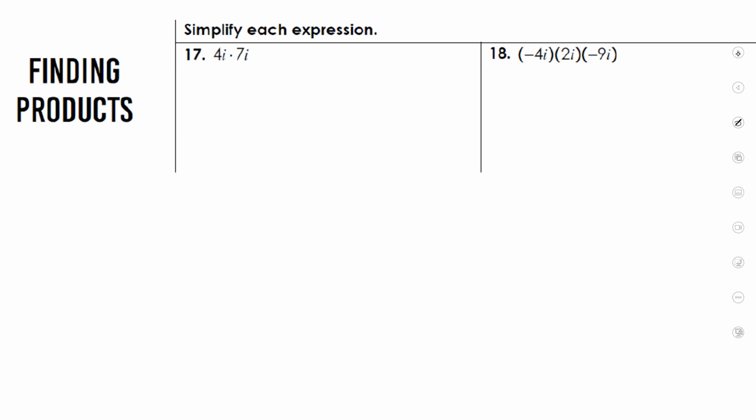Now we're gonna do the products of these. All right, guys, so what's 4 times 7? 28, and what's I times I? I squared, but what did we say I squared was? -1, so my answer is -28. That wasn't too bad, right?